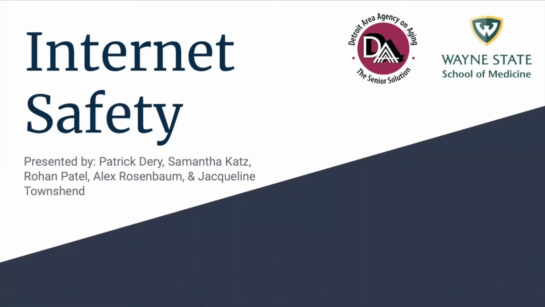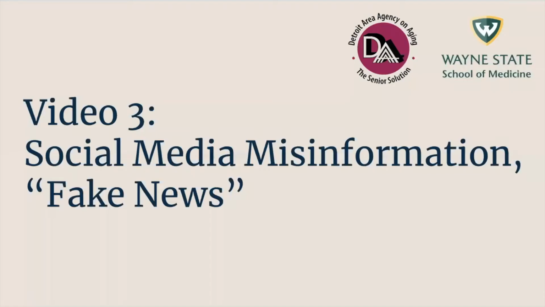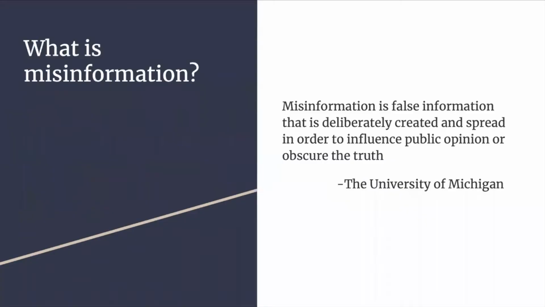We're going to present part of our curriculum on internet safety today. Our topic is social media information and fake news. So, just to start, what is misinformation? According to the University of Michigan, misinformation is false information that is deliberately created and spread in order to influence public opinion or obscure the truth.